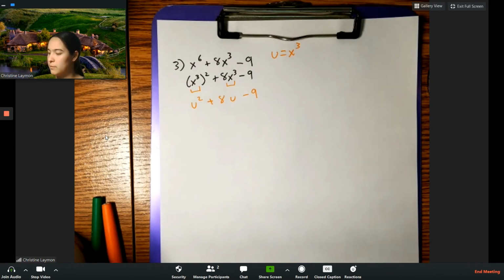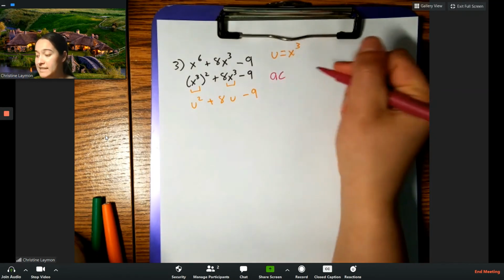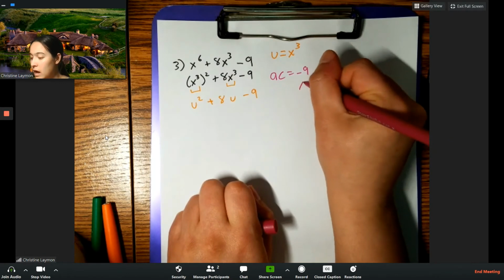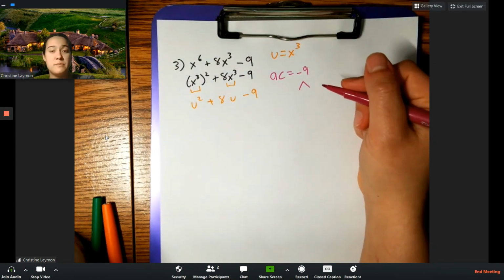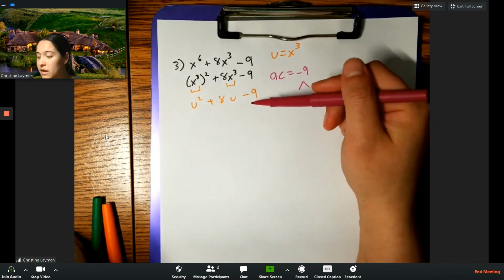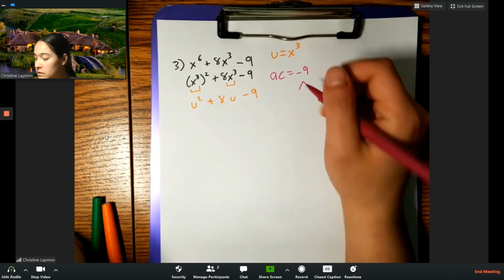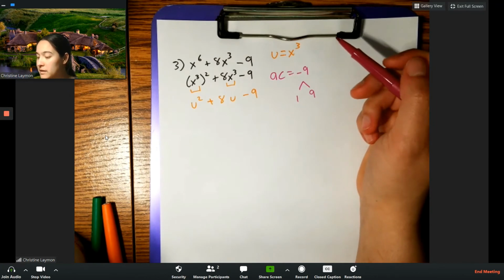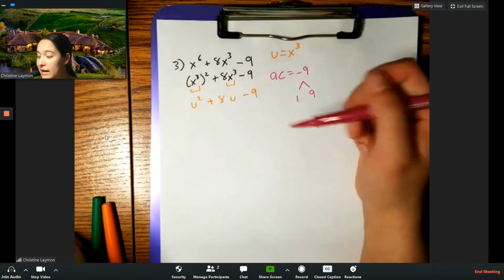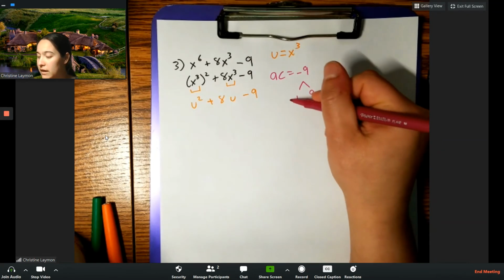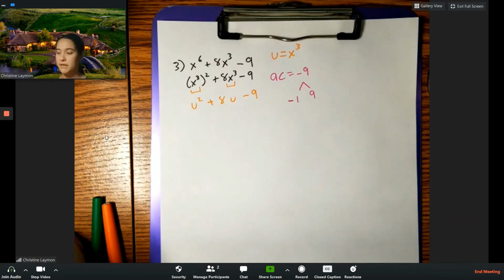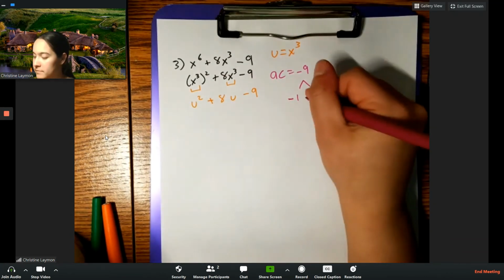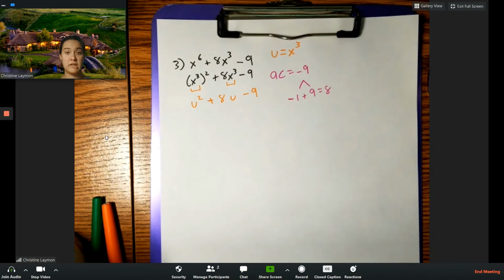So, same process as before. Find a times c. 1 times negative 9 is negative 9. I begin to break it down. I need something that gives me a multiplication to negative 9, but a sum to 8. I will be using 1 and 9. Notice that I must get them to be negative 9, but positive 8. So I'm going to use a positive 9 and that negative 1. Again, because negative 1 plus 9 is that 8. So again, that's the reasoning I'm looking at.